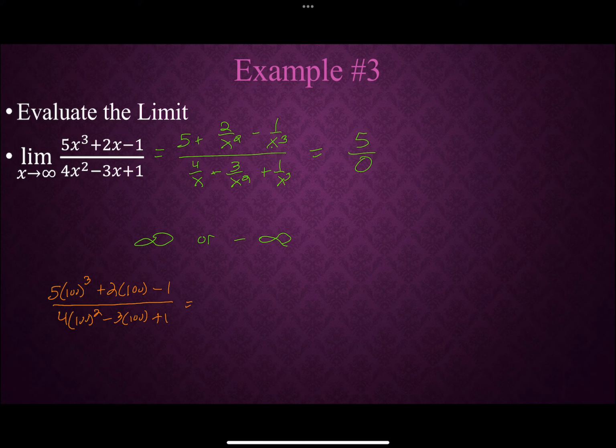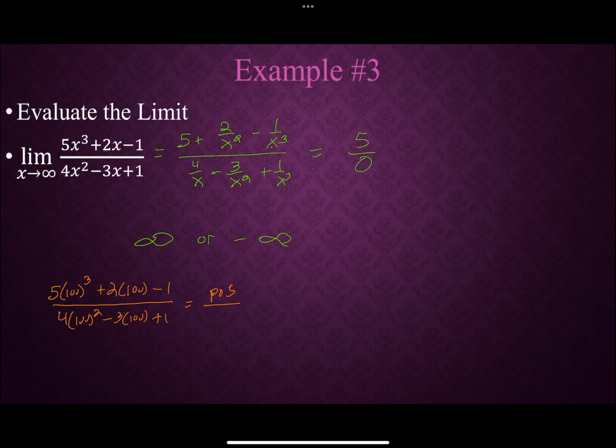Now, in the numerator, the x cubed, the 100 cubed, is going to dominate the rest of the problem. No matter what else is happening for the 2 times 100 and the minus 1, 100 cubed is going to be so massive, it's not going to matter. So we focus really only on that. The 100 cubed is going to give me a positive result. Times 5 is another positive result.